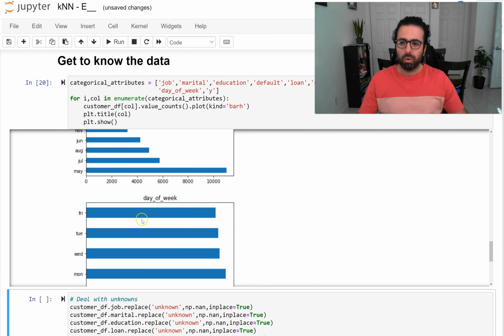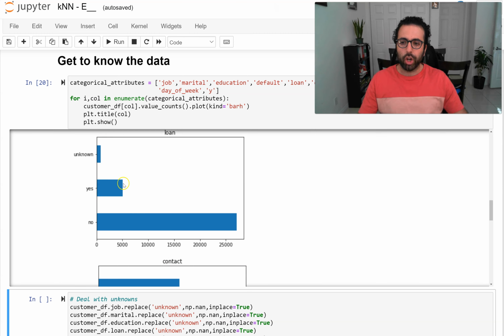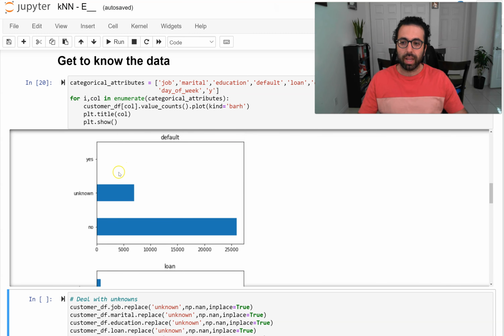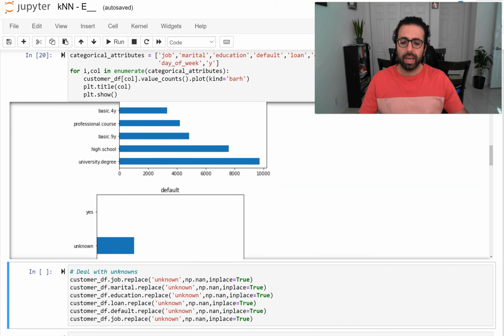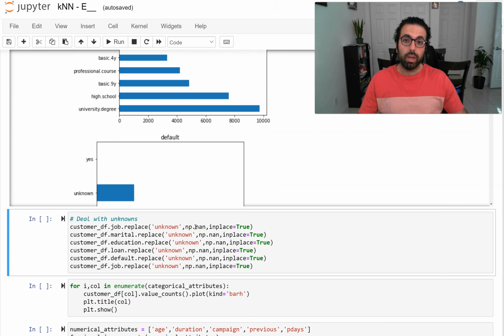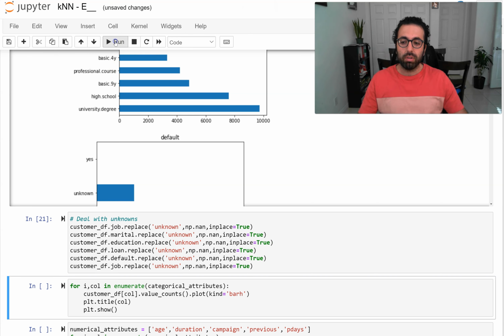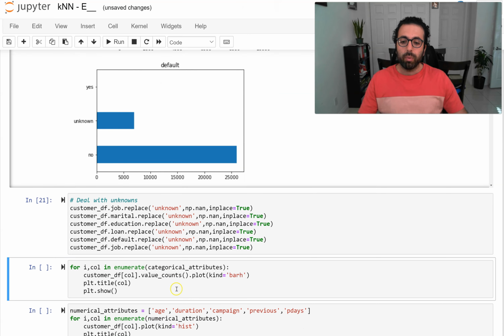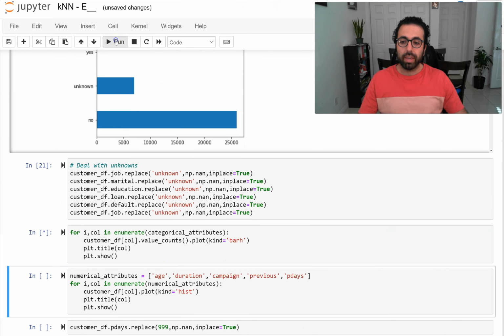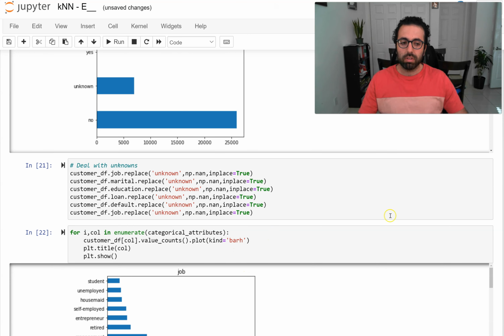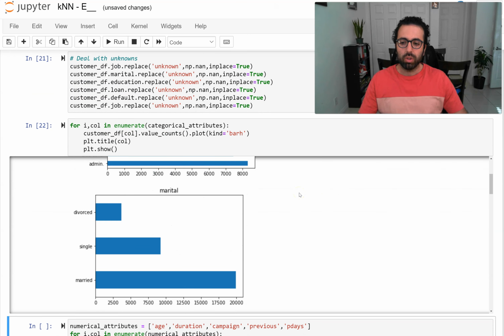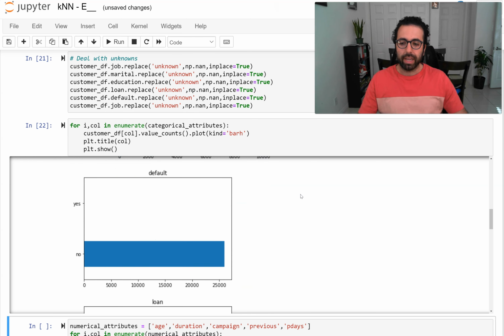We can see for most of these attributes there is an unknown category. So we go ahead and change those unknown to a non-value, np.nan, because those are not real classes of our data. So this is basically a missing value. So we go ahead and change those to missing values, and then there are the bar charts, and we can see that these bar charts now do not have those unknown attributes in them.